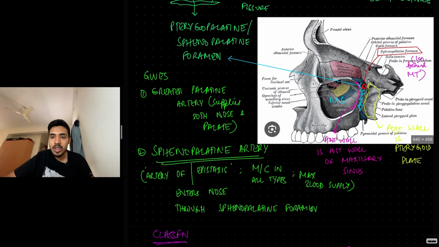Now here we have the lateral view of the face, right? So here you have the maxillary sinus, and here you have the lateral pterygoid plate. In between the maxillary sinus and the lateral pterygoid plate, you have a region. This region is known as the sphenopalatine foramen. So what happens from the infratemporal fossa through the pterygomaxillary fissure?